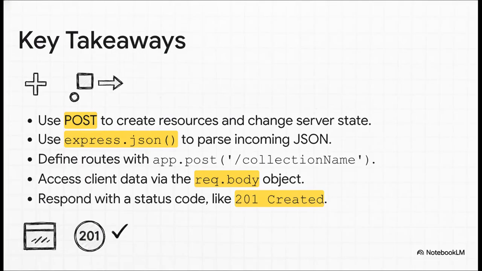Okay, if you remember nothing else, remember these 5 things. Use POST when you want to create something. express.json is your essential translator. app.post is how you define your endpoints. req.body is where you'll find the client's data. And 201 is the status code for success. If you've got these 5 points down, you've totally grasped the fundamentals.